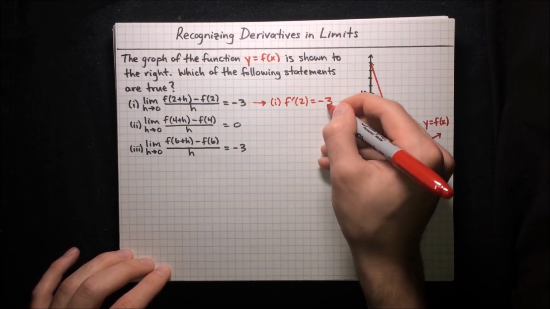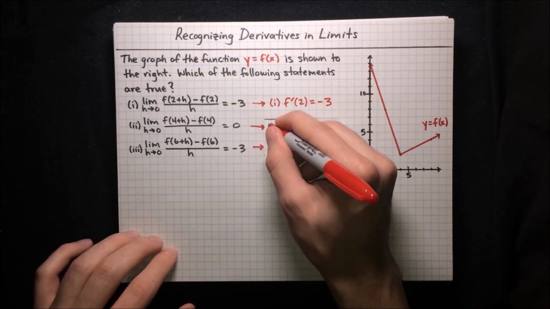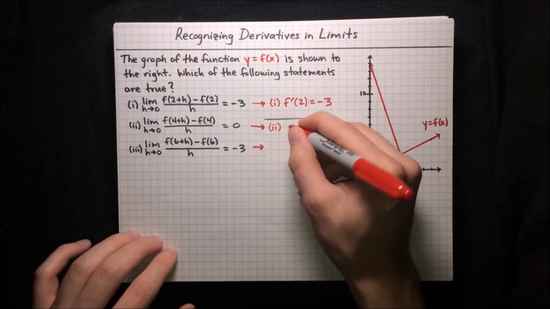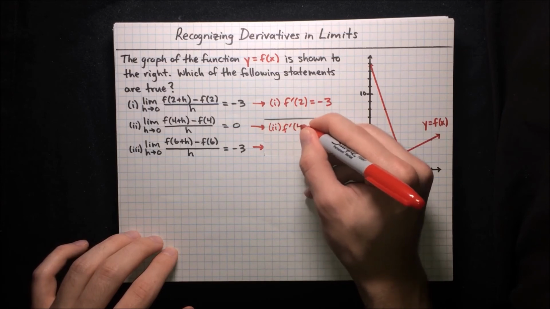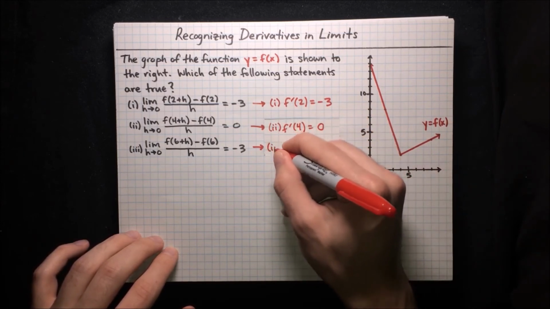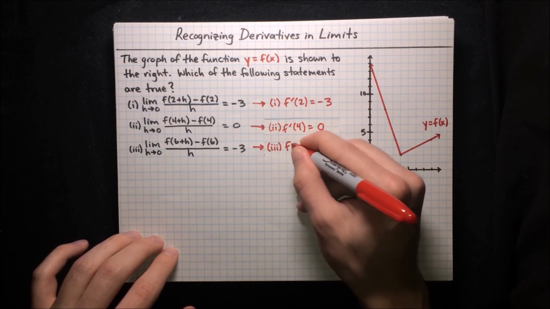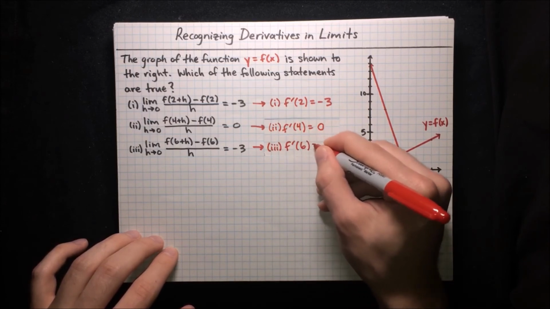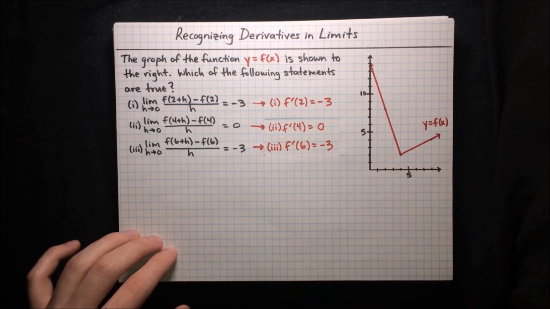Let's go ahead and do that with all of the rest of the statements as well. So we'll get number 2, that f prime of 4 is equal to 0, and statement 3 will become f prime of 6 is equal to negative 3. But it still remains to determine whether or not these statements are true. So let's get to that now.